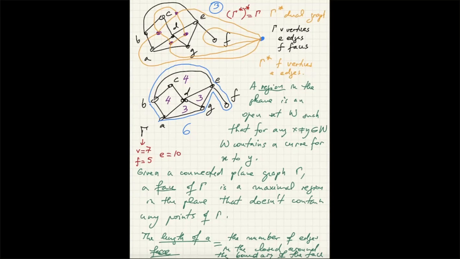Yeah. And for the dual here, gamma star, it has 5 vertices. It has the same number of edges, 10 edges. And we'll also have 7 faces.